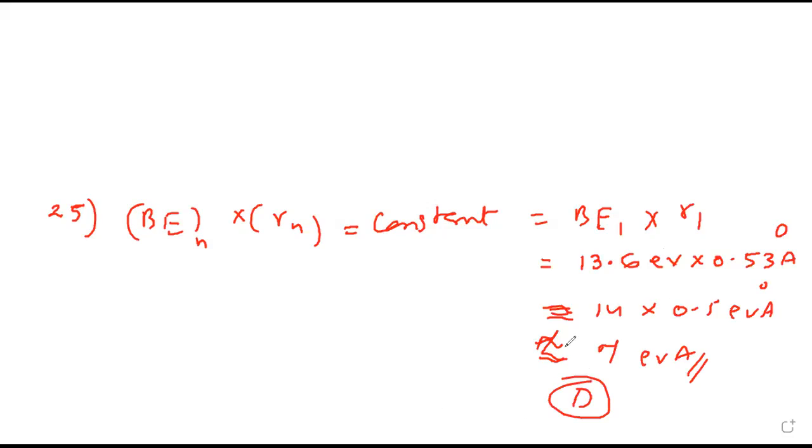See, in the exam this calculation will not click, but when they say constant, it is like Boyle's law. P1 V1 is P2 V2. So here also binding energy of first into radius of first will be binding energy of second into radius of second, or binding energy of nth into radius of nth is constant.